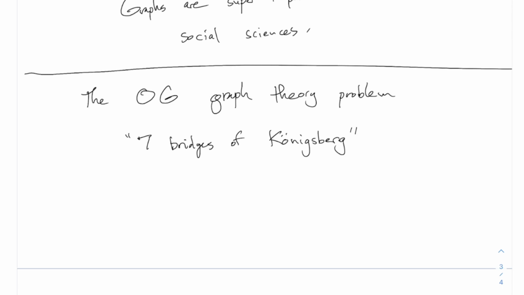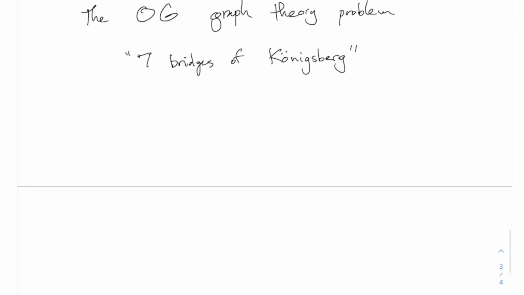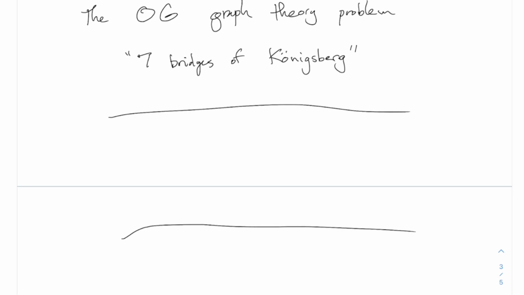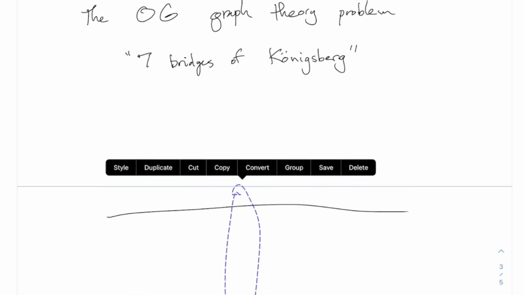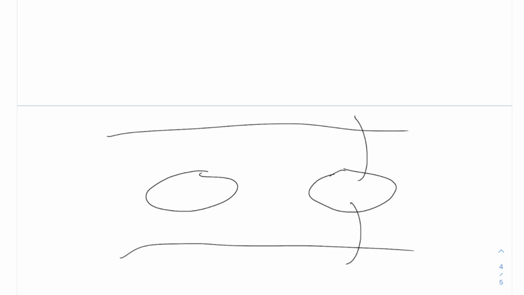The 7 bridges problem. Here's the situation. I'm drawing a picture of the city now. There's a river, and we have the north bank of the river and the south bank of the river, and there are 2 islands in the river, like this. The islands are connected to the land and to each other by 7 bridges. There's one here, 1 here, 1 here, 2 here, and 2 here. Those are the bridges connecting the islands to the land.